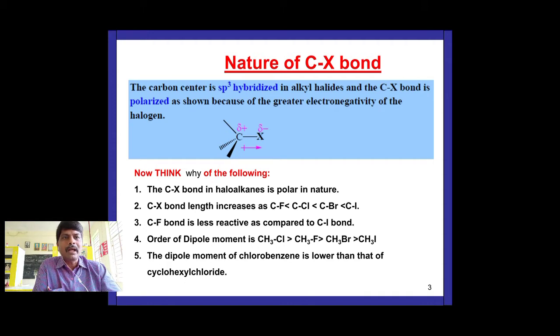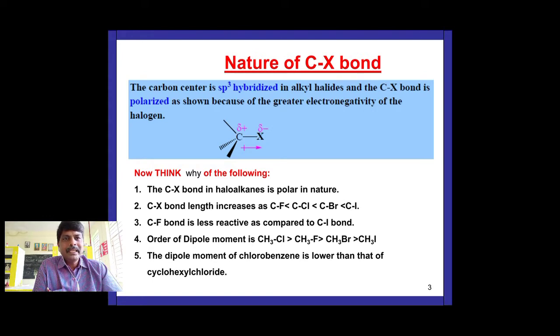Because of this polarity, alkyl halides have some properties. First one, we see this question. This C-X bond in haloalkanes is polar in nature. Why is it polar in nature? Because of the difference in electronegativity of carbon atom and halogen atom.